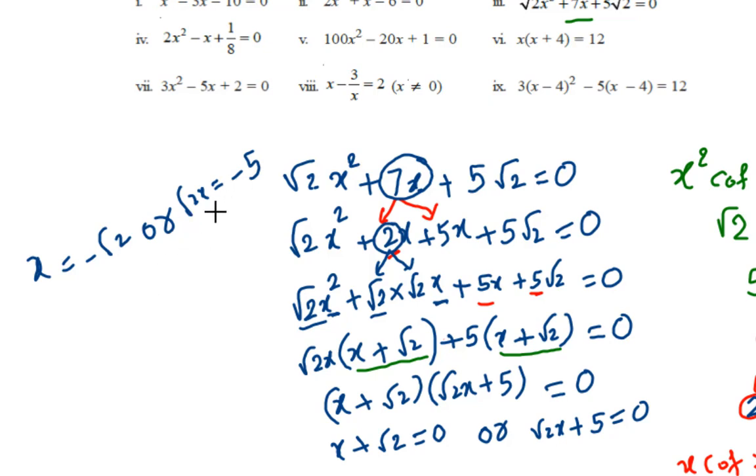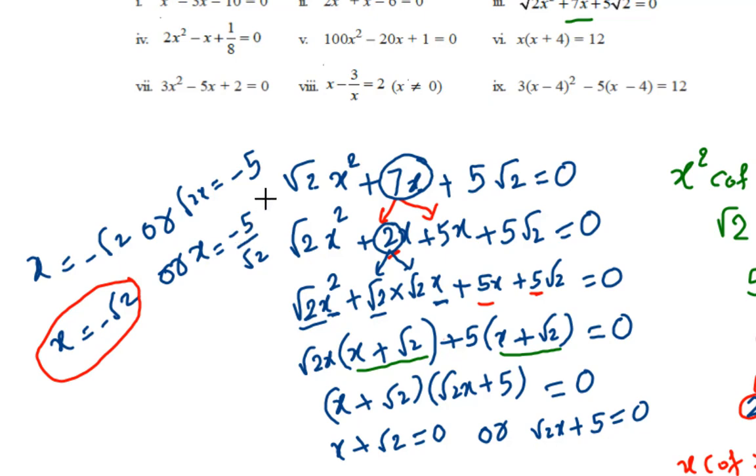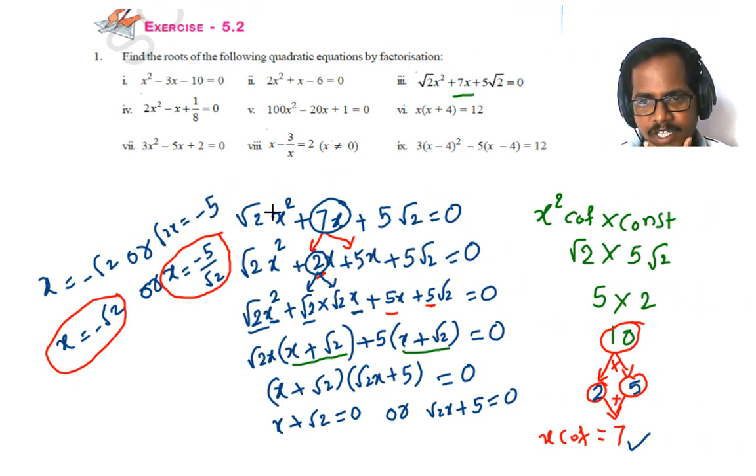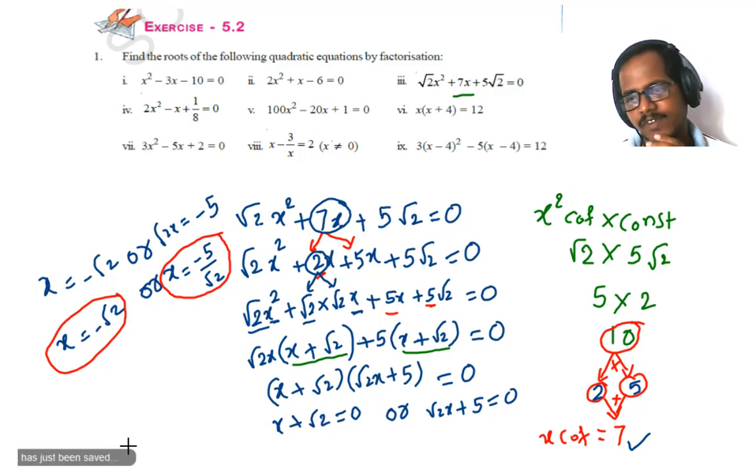And again simplifying the second equation, by transposing square root 2 to the right hand side, we get x equals to minus 5 by square root 2. So we get the roots as, one of the roots as minus root 2, and the second root as minus 5 by root 2. Therefore the roots of the given equation, root 2 x square plus 7x plus 5 root 2 equals to 0, are minus root 2 and minus 5 by root 2.